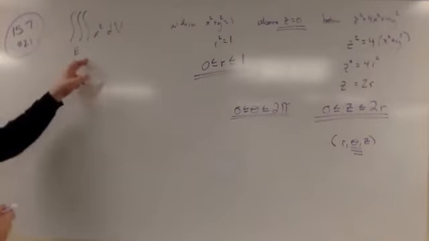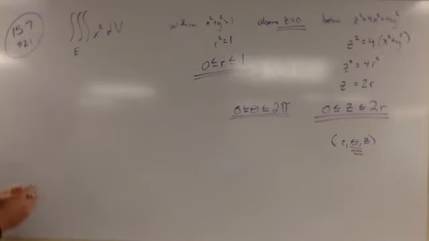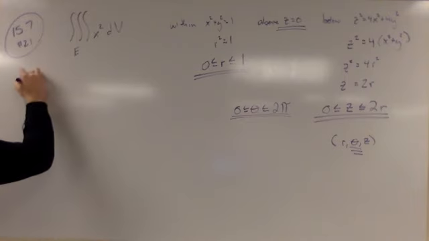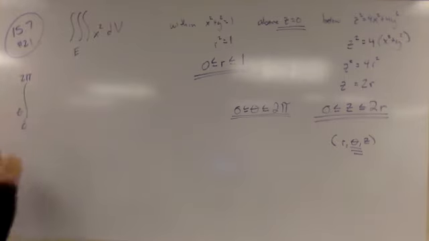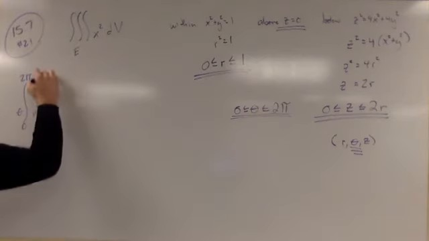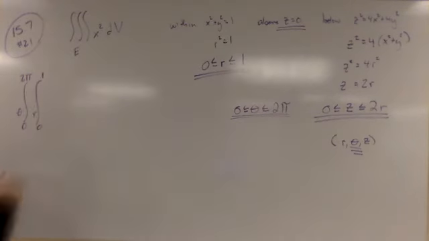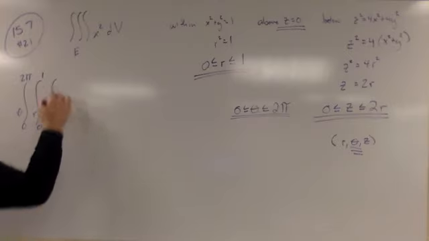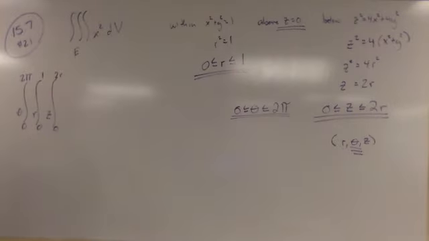Let me take this now and rewrite this integral in terms of this information. I'm going to go from 0 to 2 pi for theta. My radius is going to go from 0 to 1. And now I have z, which is going to go from 0 to 2r.